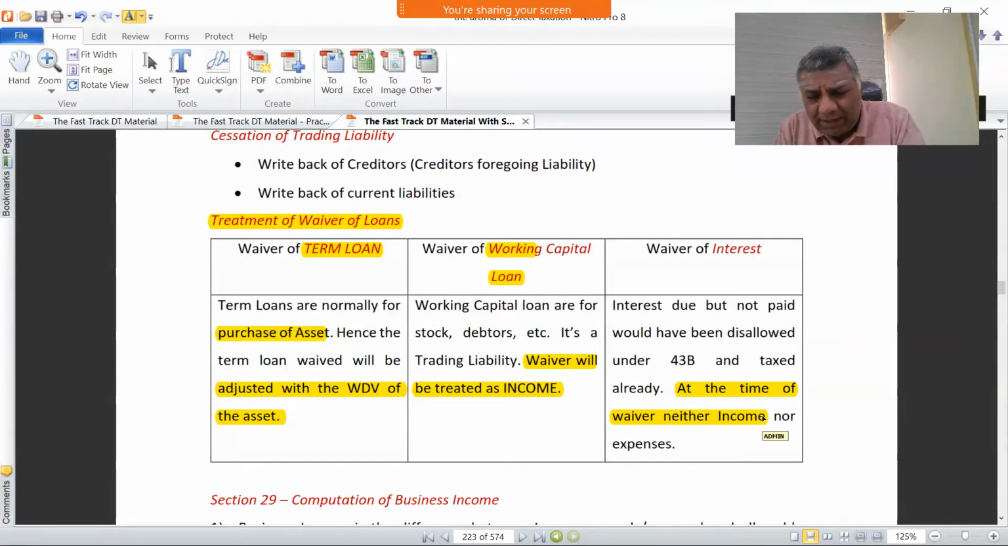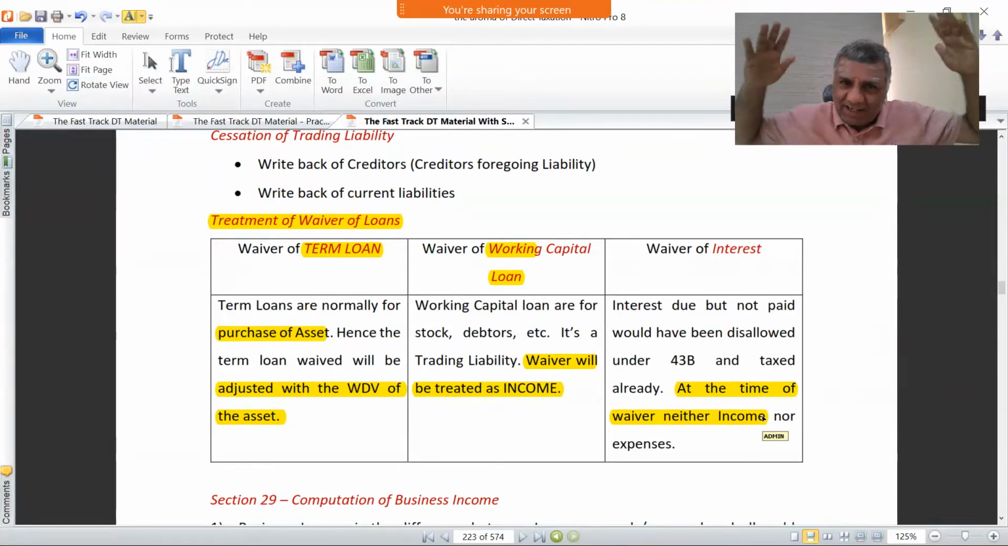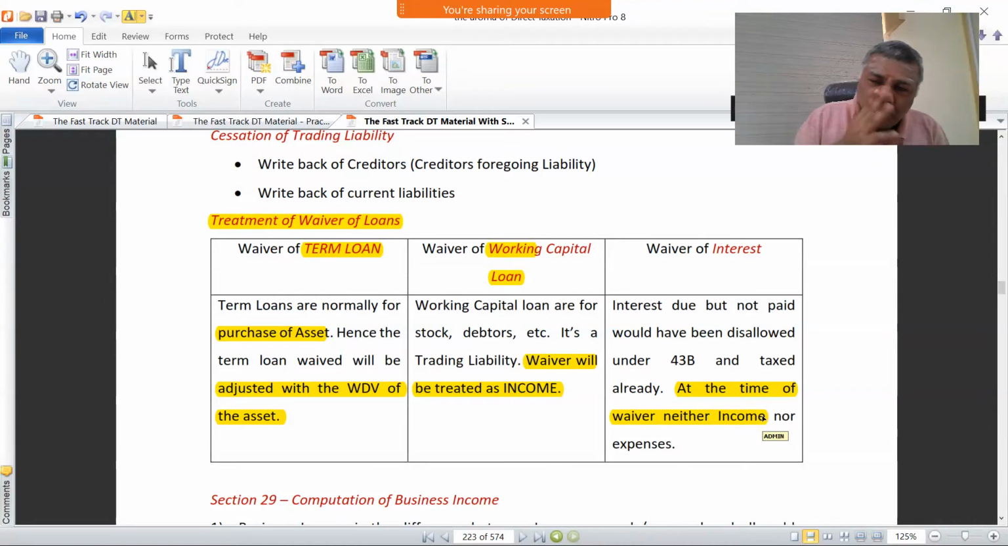If it is a working capital loan, OCC, OD, against stock, debtors, bills, it is a trading liability. Waiver is an income. Interest needs no change because you have already taxed it. Now you need not tax it again. This is what is income, put together in section 28 and 41.